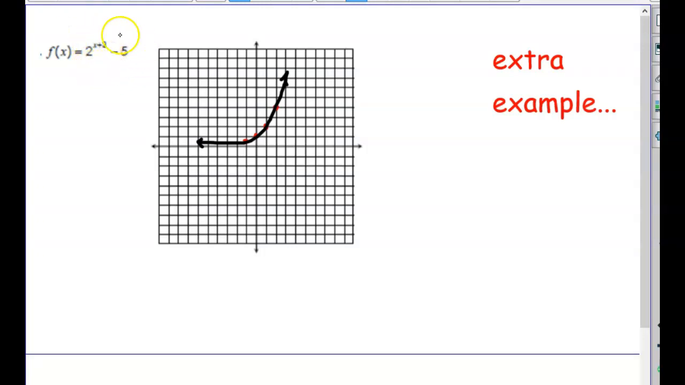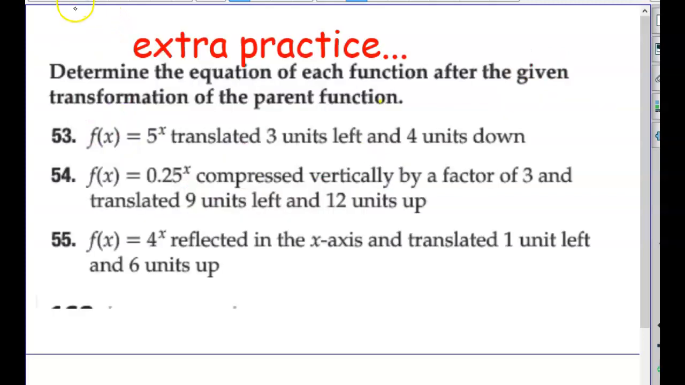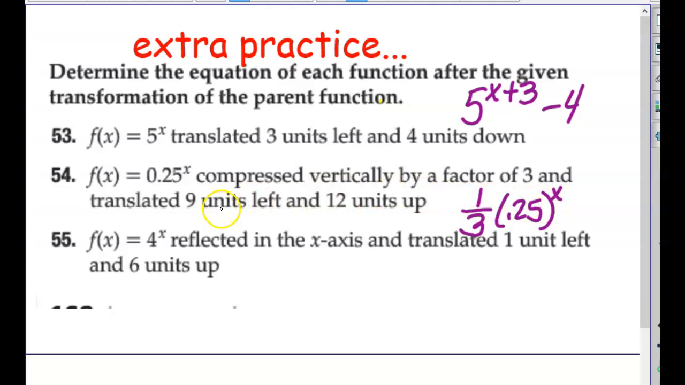You can do this on your calculator if you need to, but this one would be left 3 and down 5. So in Delta Math, I think you would need to say that the asymptote is down at -5. I'm just going to talk about this real quick. If you went left 3 and down 4 for this function, left 3 would be up there and down 4. Vertically compressed by a factor of 3. Well, if you want it to get vertically smaller by 3, it would be a 1/3. Vertically means out front, and then it says 9 left and up 12.